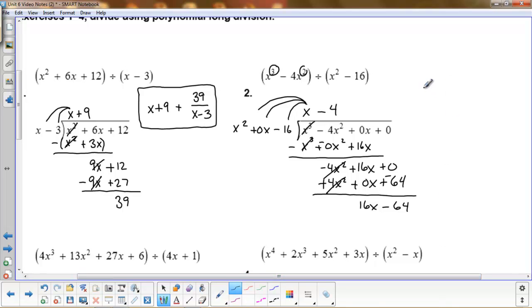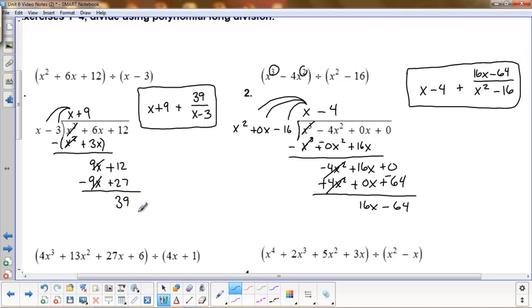That means that the final quotient is negative 4x minus 4 plus 16x minus 64 divided by x squared minus 16. And that's how we'll do long division using polynomials.